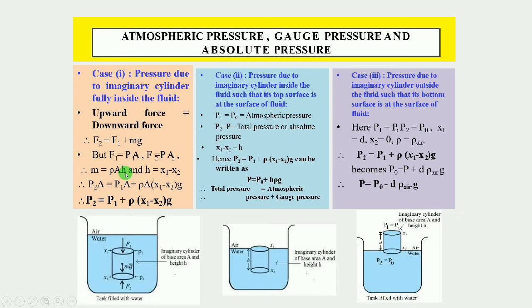Now as we already know, pressure is force upon area, so force will be pressure into area. So F1 will be equal to P1A. P1 is the pressure at the top of the imaginary cylinder. P2 is the pressure at the bottom of the imaginary cylinder. So for F2 we can write P2A. Okay.